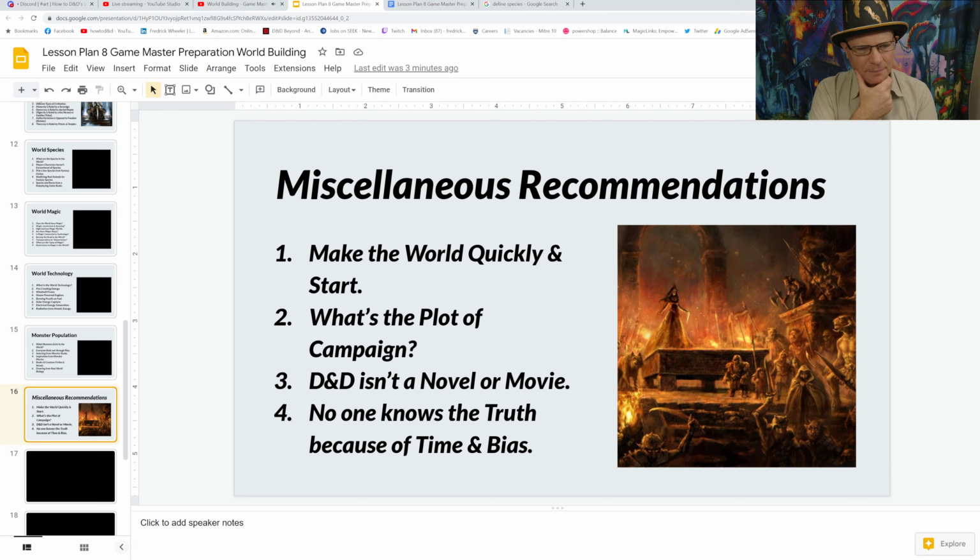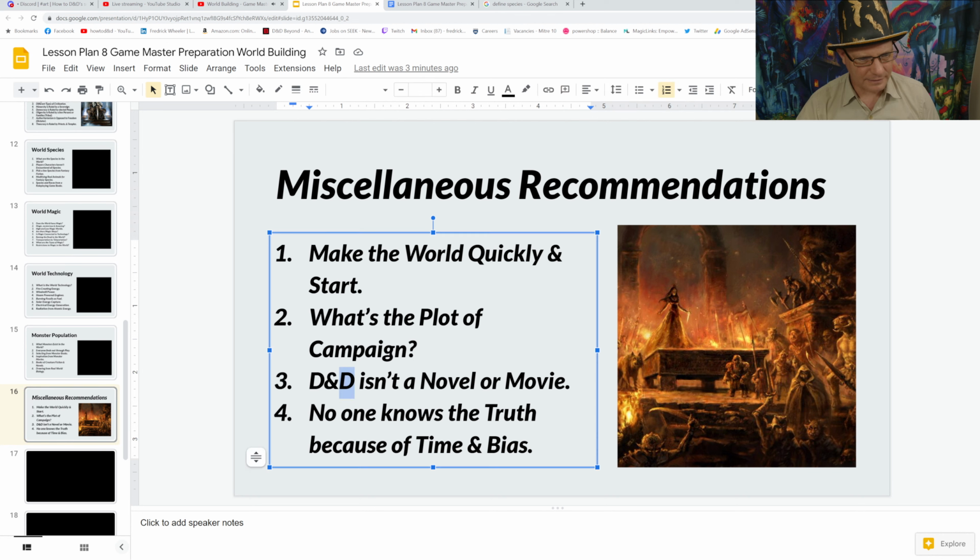Yeah, okay. Make the world quickly and start. Yes, and this is one of the things that people wind up, you get stuck. If you're only ever going to start your game once your world is completed, it's never going to get done. What's the plot of the campaign? The only reason I bring up the concept of the plot of the campaign when we're world building is everybody goes to plot, even when they're world building, when you don't need to.